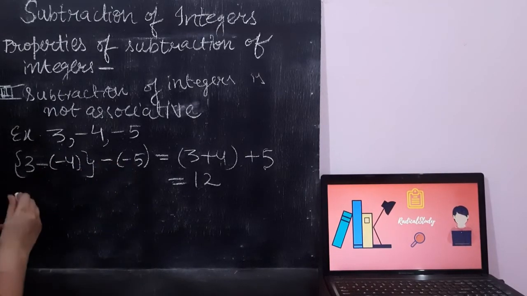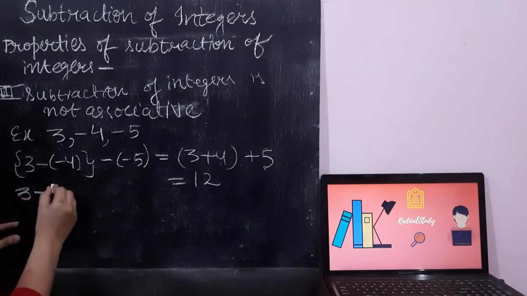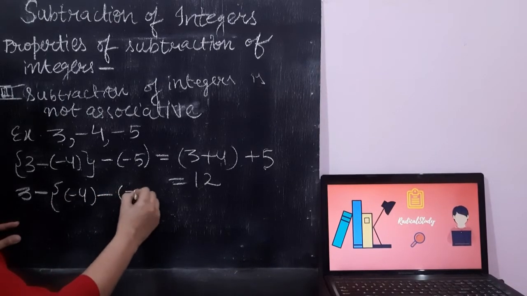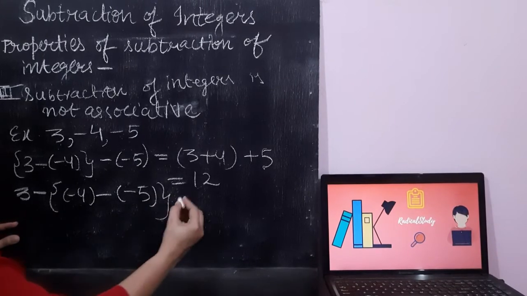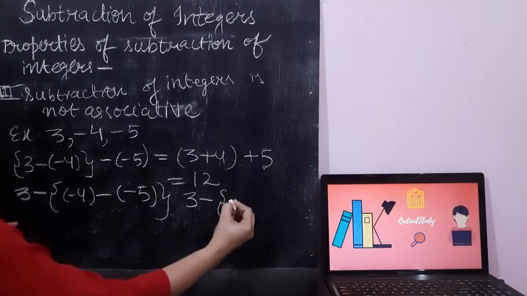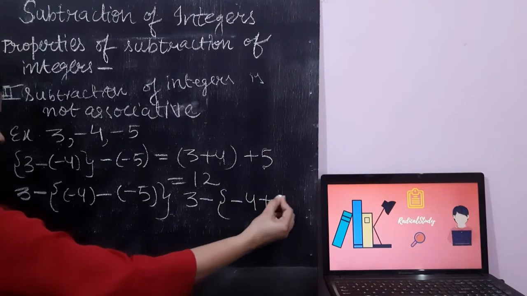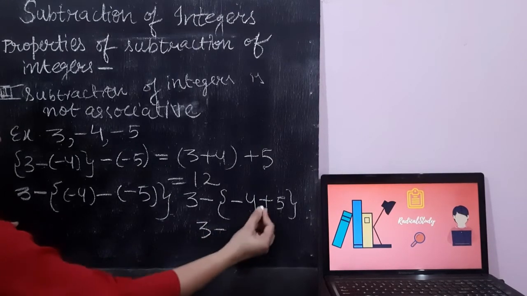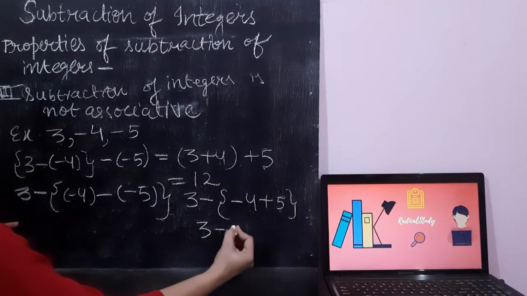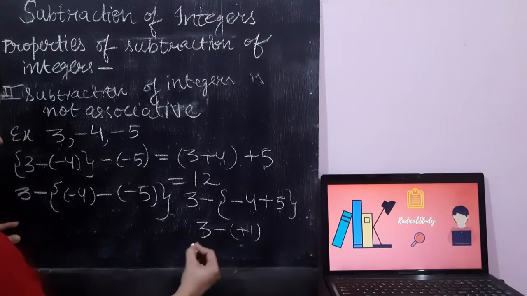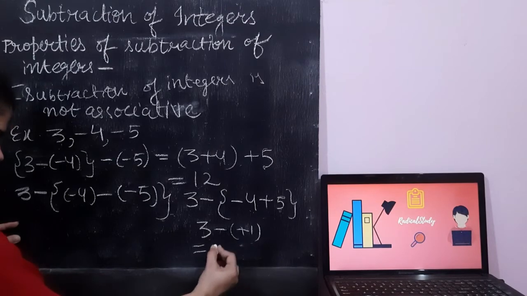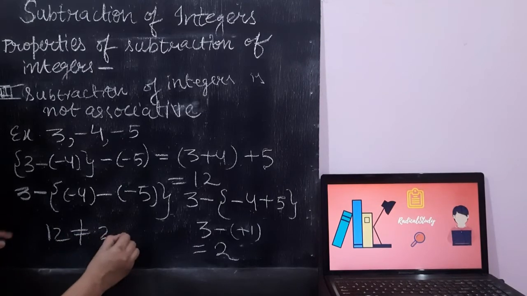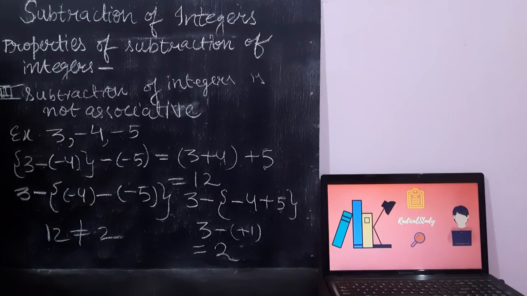Now the next one, I will change the bracket and shift the bracket to minus 4 and minus 5, as per the associative property. Now 3 minus, in bracket, minus 4 minus 5, so it will become 3 minus (minus 4 plus 5). Now minus 4 plus 5 will become plus 1 because 5 is greater. So 3 minus plus 1 will give you 2. That means 12 is not equal to 2. So the associative property does not follow in integers.